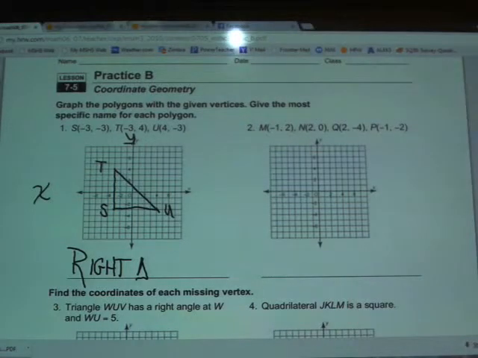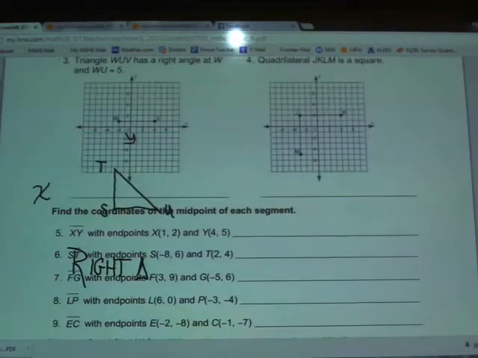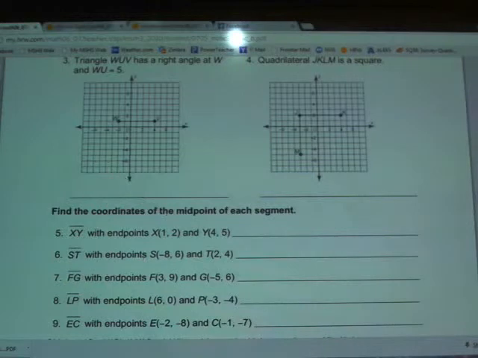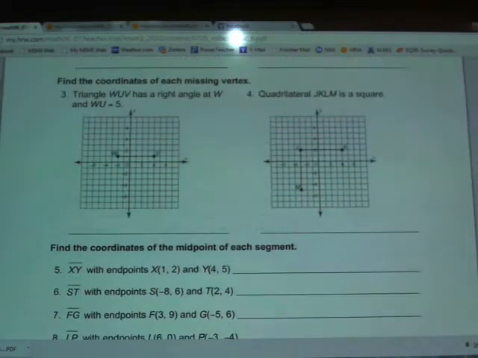Alright, let's go ahead and keep going with the next set of questions here. In questions 3 and 4, they have the same directions, and what they're asking us to do here is to find the coordinates of each missing vertex. So they've given us some of the shape or description of what they've done there on the graph, and we're supposed to fill in the rest of the pieces.